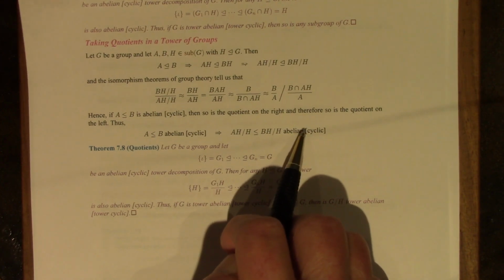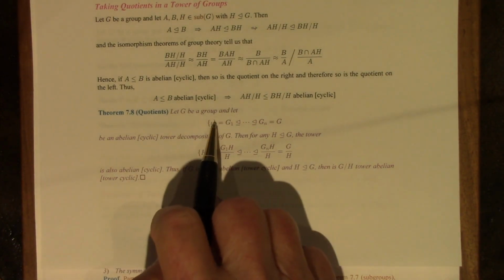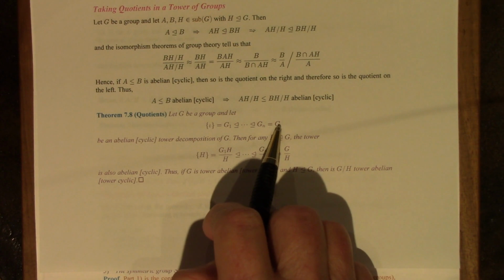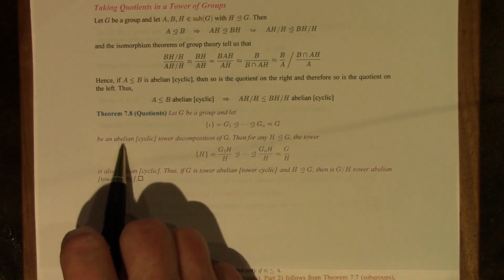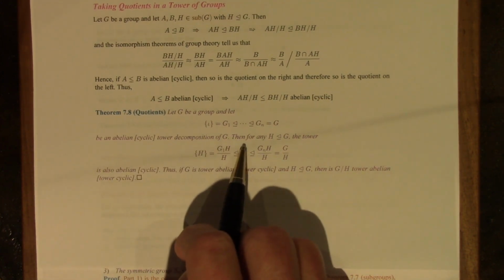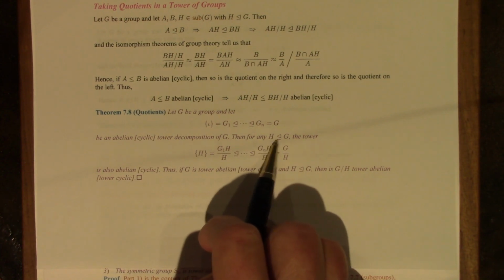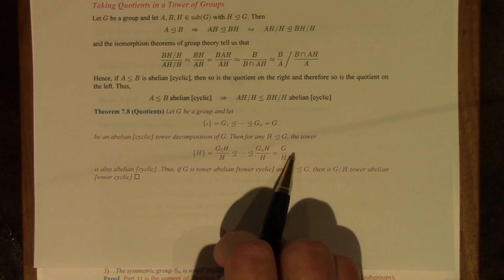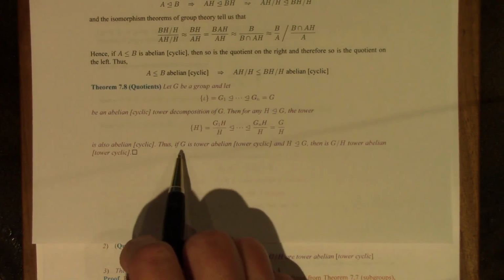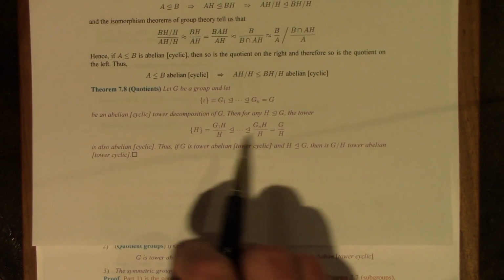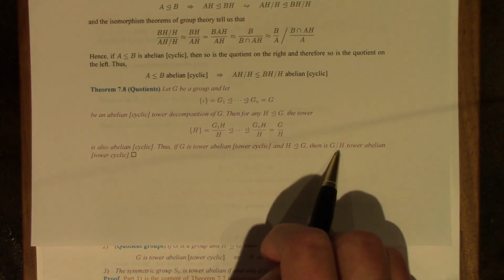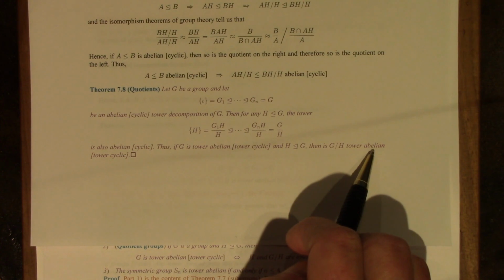And just as we did with intersections, we can raise that to the level of towers. We have a tower decomposition of a group G that's abelian. Then for any normal subgroup H of G, this tower is also abelian. And so if G is tower abelian and H is a normal subgroup of G, then G mod H is tower abelian.